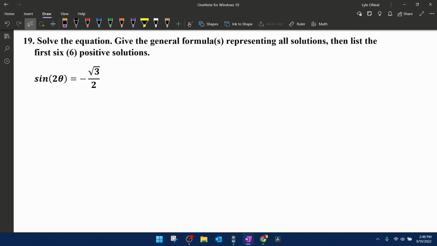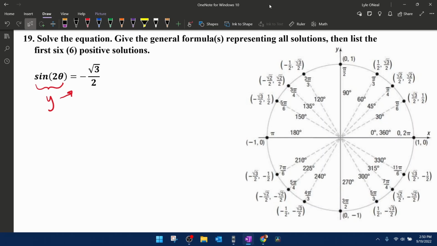19. Solve the equation. Give the general formula or formulas representing all solutions, then list the first 6 positive solutions. So here our trig function is already isolated. We want to know for what angles in the unit circle have a y-coordinate of negative square root of 3 over 2. Okay, looking for negative square root of 3 over 2 in the y-coordinate. It looks like there's 2 of those.